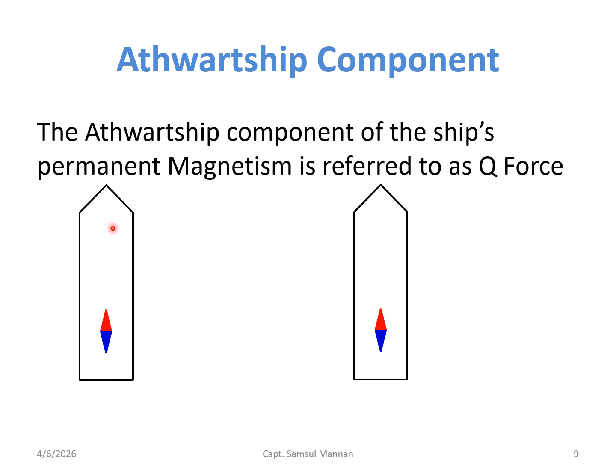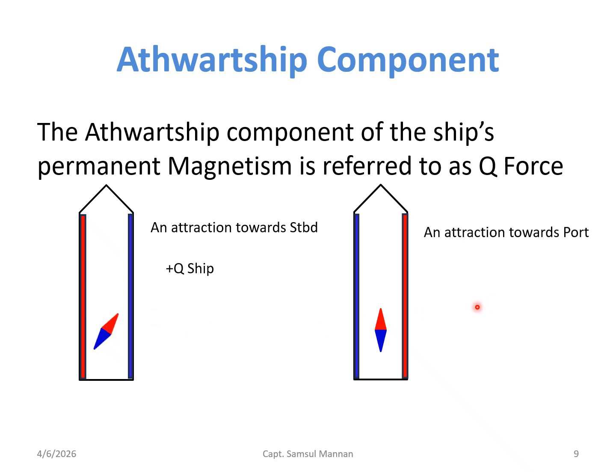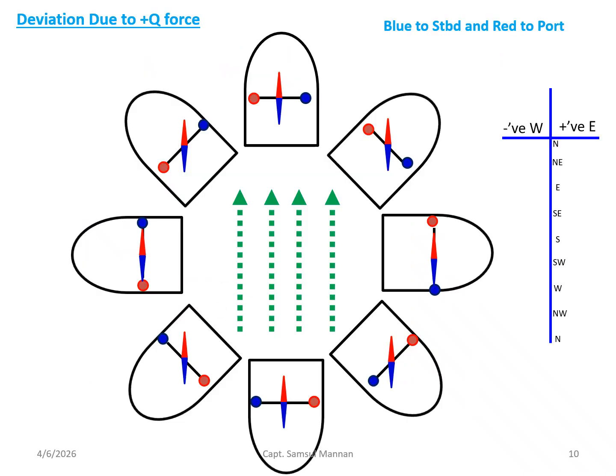Let us see what other ship components we have. We know that on board ship we have other ship components, and we call them Q force, and this Q force can be of two types. One is plus Q force, and another one is minus Q force, right? Let us see what effect we will have due to the plus Q force.